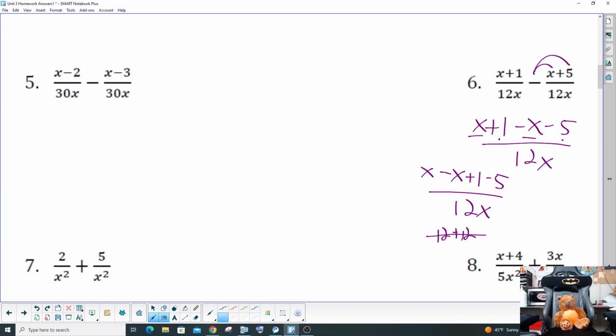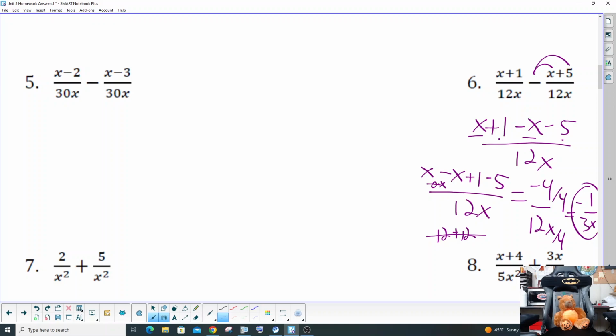Okay, so x minus x is just 0x, which goes away. And then negative 5 with a positive 1 is negative 4 over 12x. Then we divide by 4, divide by 4. Don't forget step number 4, reduce it. So we get negative 1 over 3x, because 12 divided by 4 is 3.